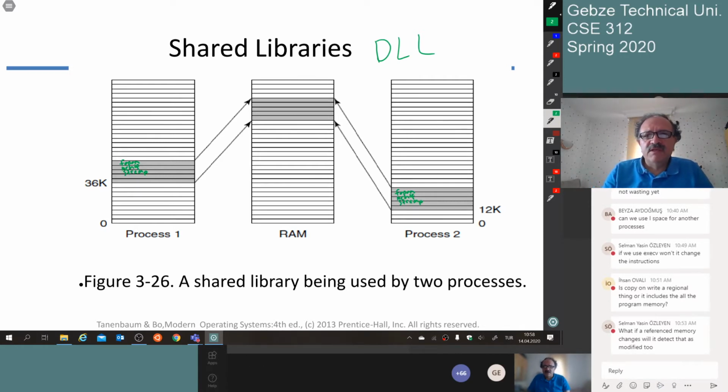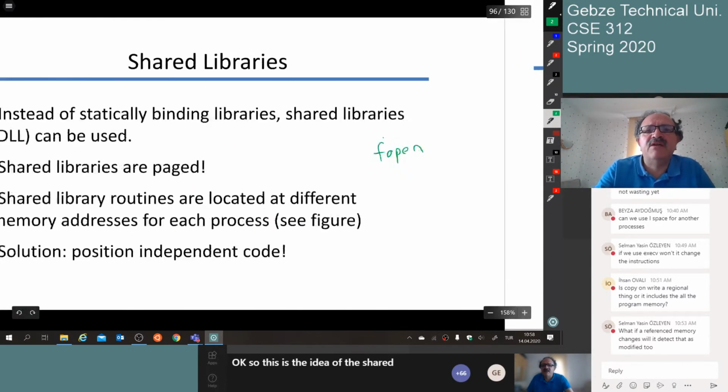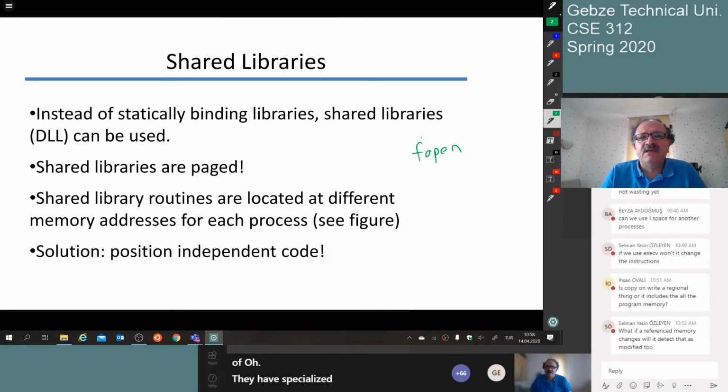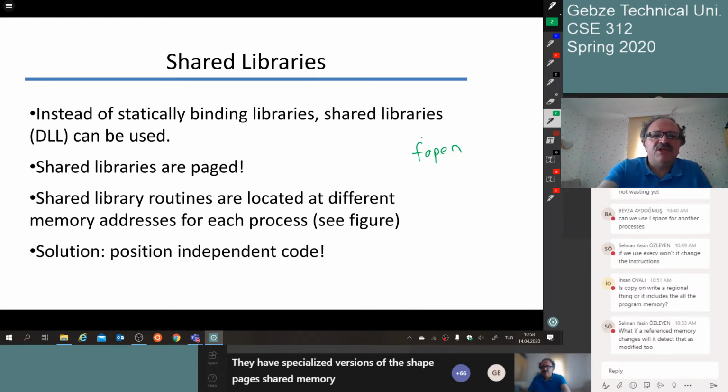Okay, Salman, did that answer your question? So this is the idea of the shared pages, shared libraries. Actually, shared libraries are specialized versions of the shared pages, shared memory. So we share the libraries this way.